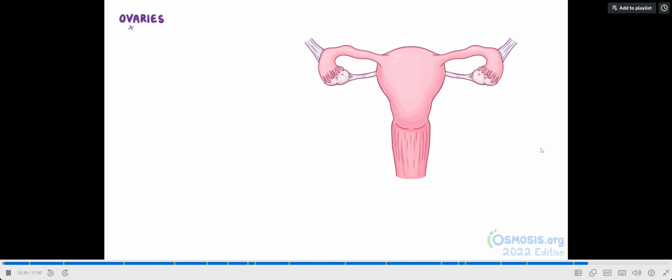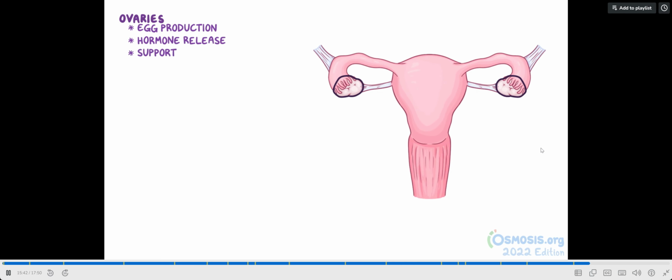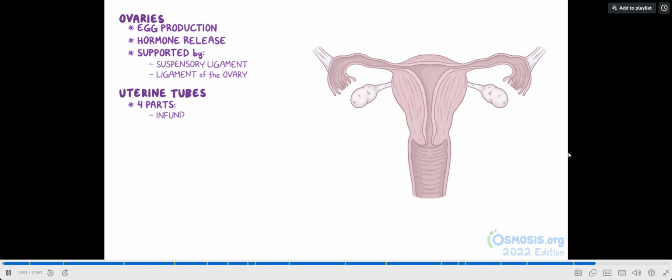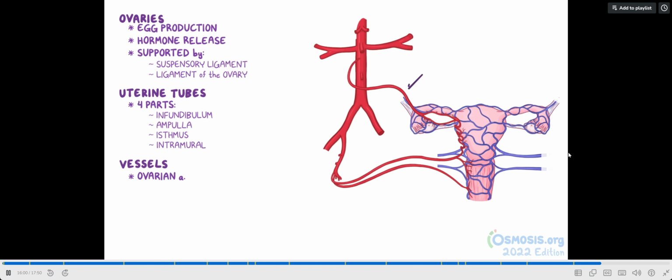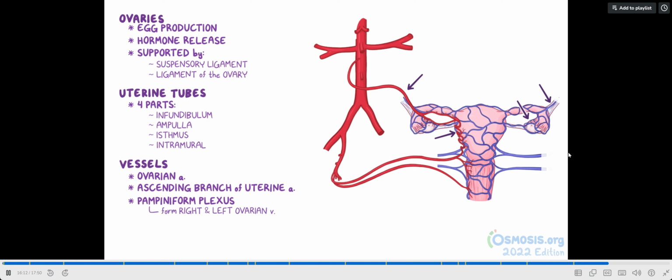The ovaries are the site of egg production and hormone release and are supported by the suspensory ligament that carries the vessels that supply them and the ligament of the ovary. The uterine tubes have 4 parts: the infundibulum with its fimbriae, the ampulla, the isthmus, and the intramural part. The ovarian artery and the ascending branch of the uterine artery supply the ovaries and the uterine tubes. The pampiniform plexus drains the ovaries and uterine tubes and merges to form a right and left ovarian vein that drains into the inferior vena cava and left renal vein, respectively.